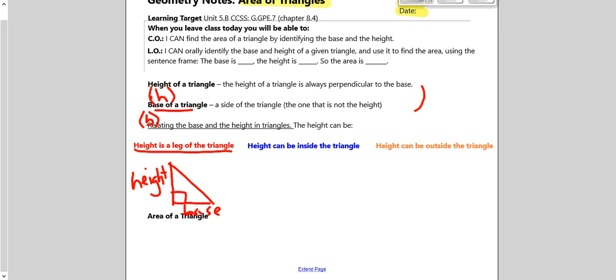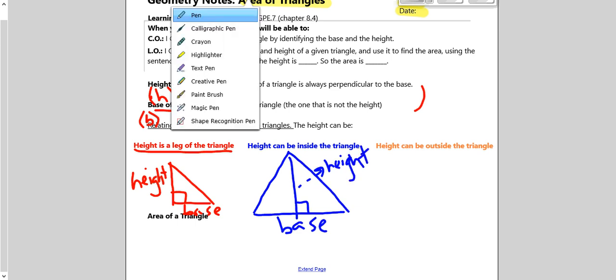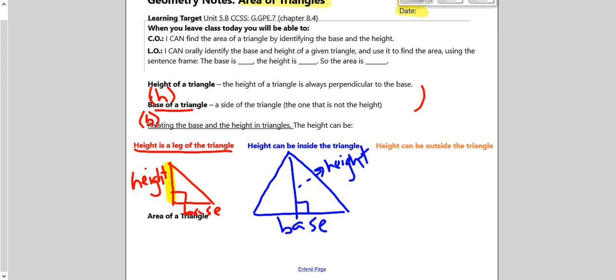The second option is that the height is inside the triangle. So that would look like this. So here's your base, and then here's your height. Okay, so I'm going to highlight the heights in yellow so that we can easily see them. So here's the height of this one, and here's the height of this one. Notice the height is always perpendicular to the base.